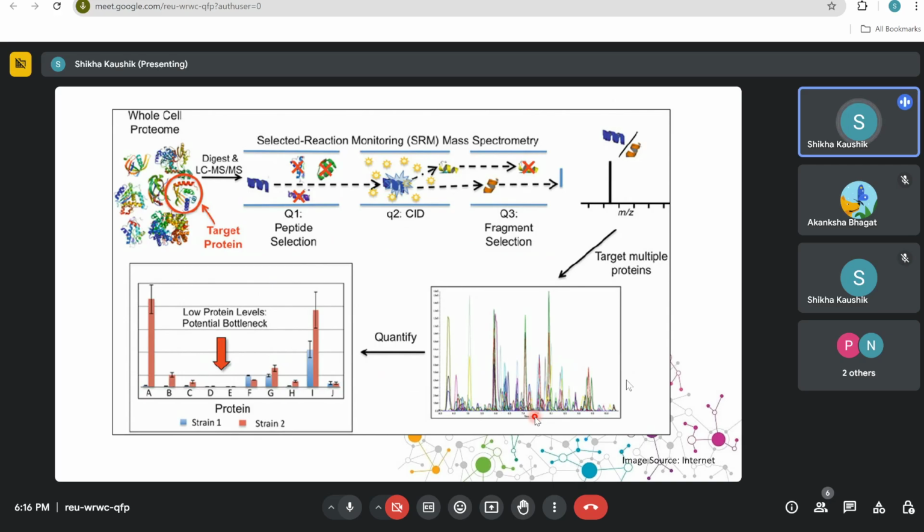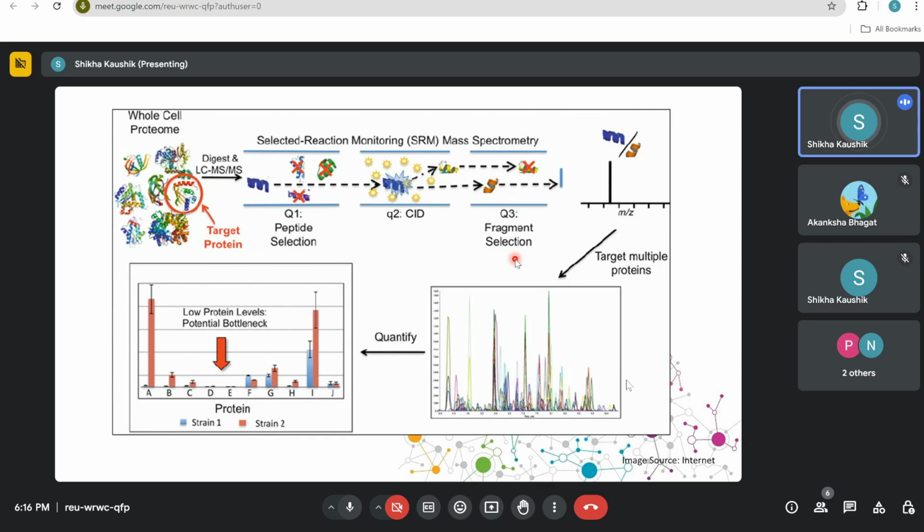So you are selecting a particular protein, you're selecting your ions by performing discovery proteomics first, and then from there you're selecting your target, and then sending your targets to this quadrupole system, right? And this will make your data more resolved, as well as you can easily understand the expression of your multiple target proteins.